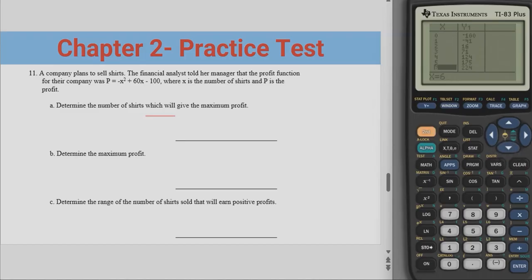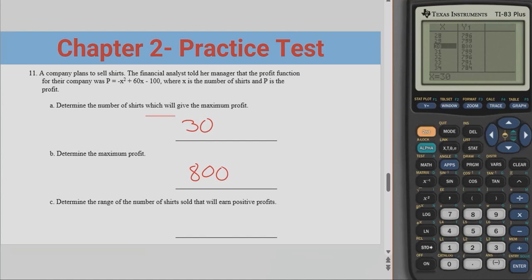I'm going to try to scroll. I see at 0 shirts, I lose $100, but then I start to see a profit as I sell more and more shirts. I know this profit is going to maximize somewhere because it's a parabola equation. Right here at 30 shirts, I maximize my profit at $800, which is a pretty lousy business model. But the number of shirts to give maximum profit would be 30, and that's going to give me a maximum profit of $800.